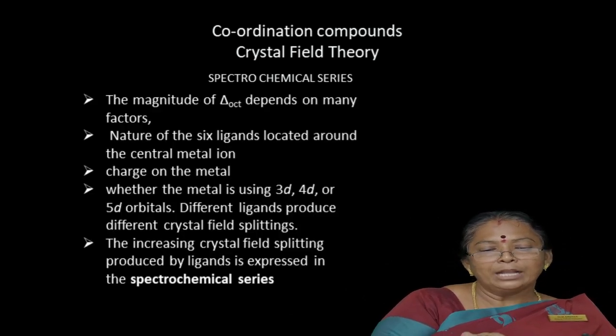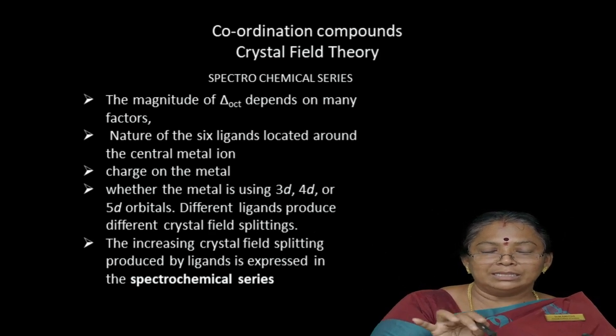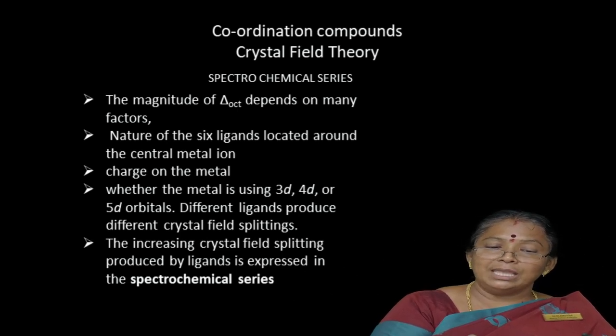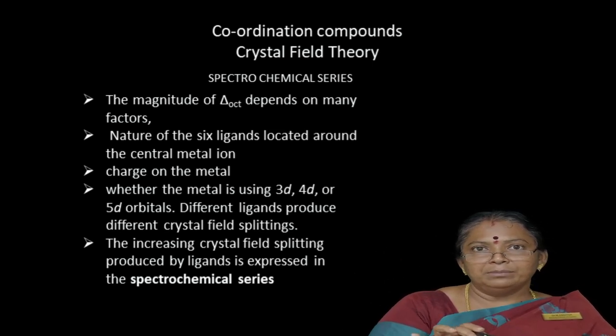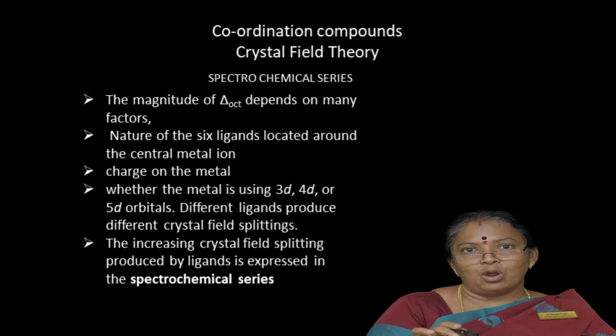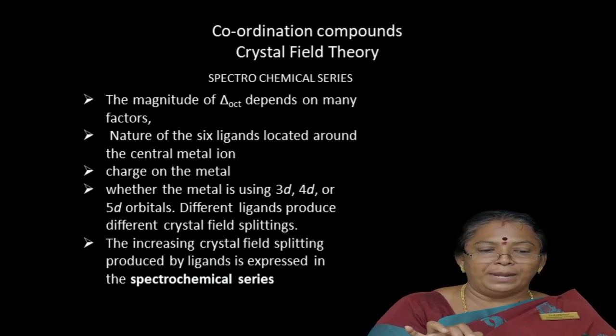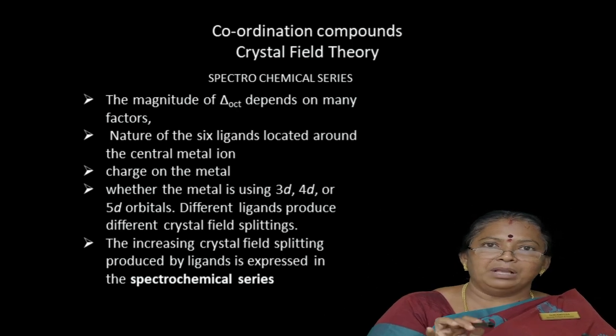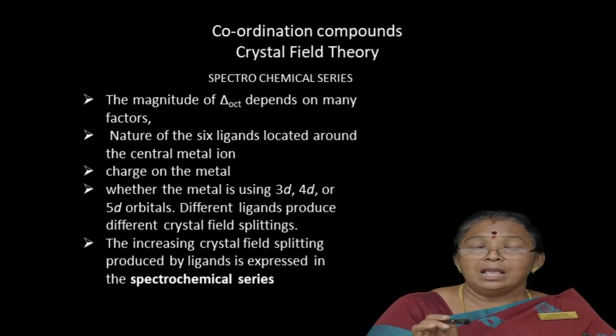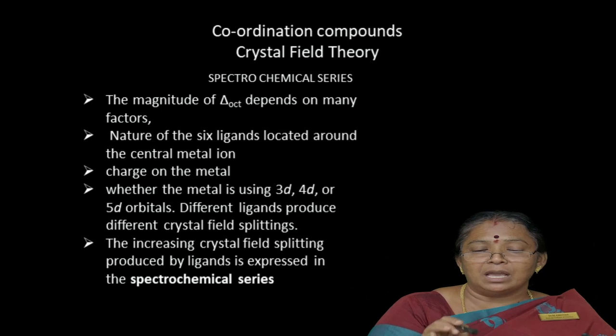The magnitude of the octahedral splitting energy depends on many factors. First, the nature of the 6 ligands located around the central metal ion. Sometimes the same ligands surround the central metal ion. Sometimes weak field ligands as well as strong field ligands are mixed and located in the octahedral complexes. At that time, the magnetic property as well as the color of the individual complexes differ.